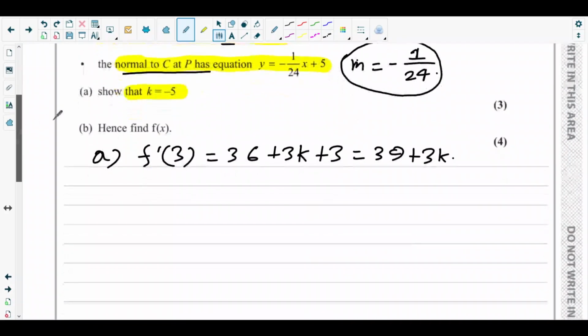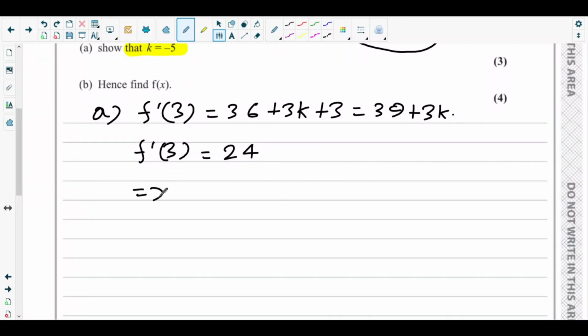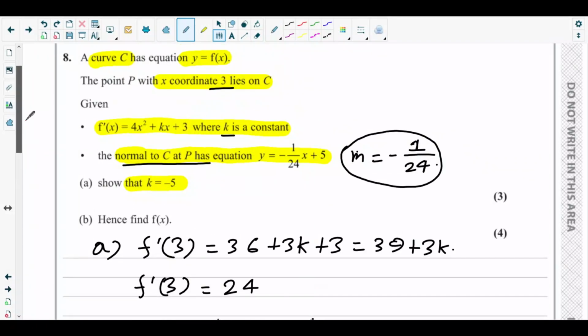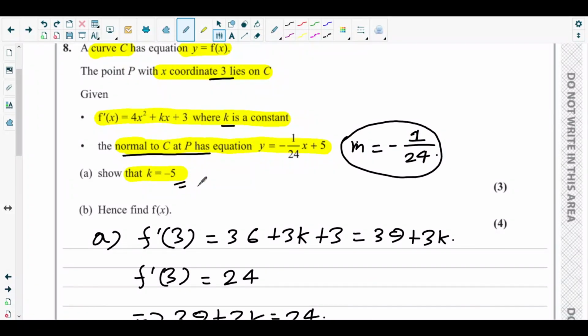So the gradient of the curve is f dash 3, which equals the negative reciprocal, just 24, right? So we can write 39 plus 3k equals 24. So 3k equals 24 minus 39, that gives negative 15. So the value for k is negative 5. And that's exactly what part A of question number 8 was looking for.